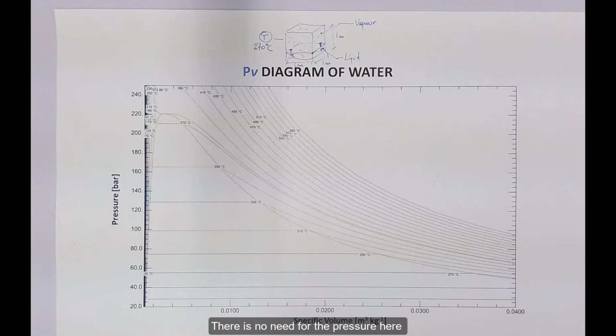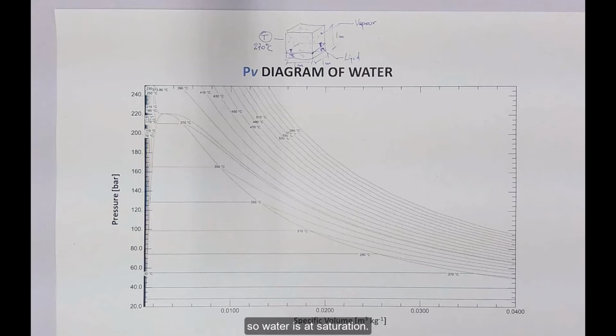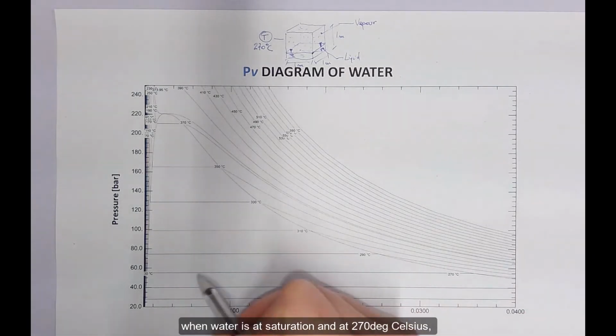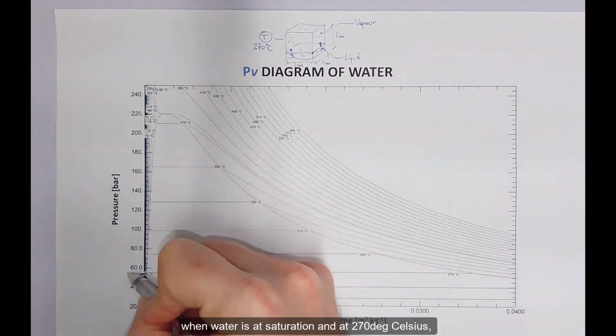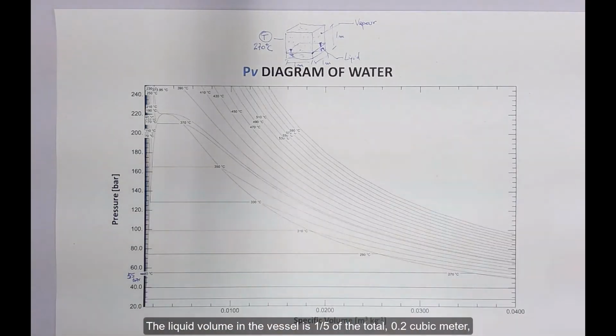There is no need for the pressure here, since the vessel is transparent, and from visual inspection we know there are a liquid and vapor fraction, so water is at saturation. Under the vapour-liquid dome, isobars and isotherms are both flat. From the PV diagram, when water is at saturation and at 270 degrees Celsius, then water has a pressure of 55 bar. The liquid volume in the vessel is 1/5 of the total, 0.2 cubic meter.